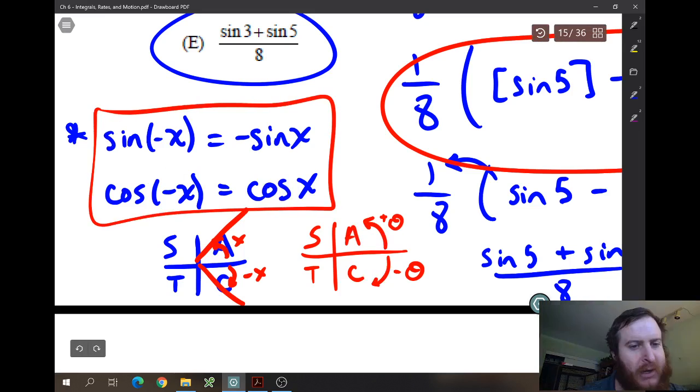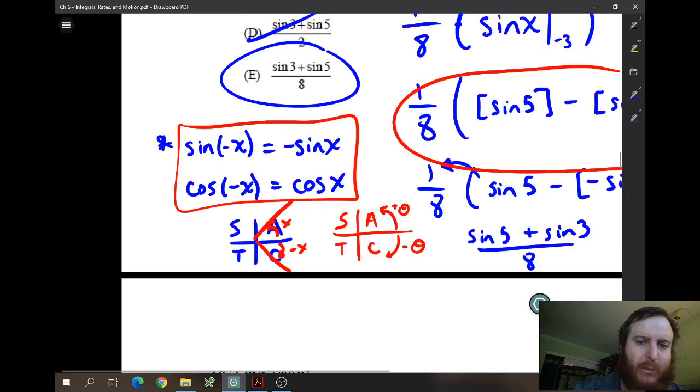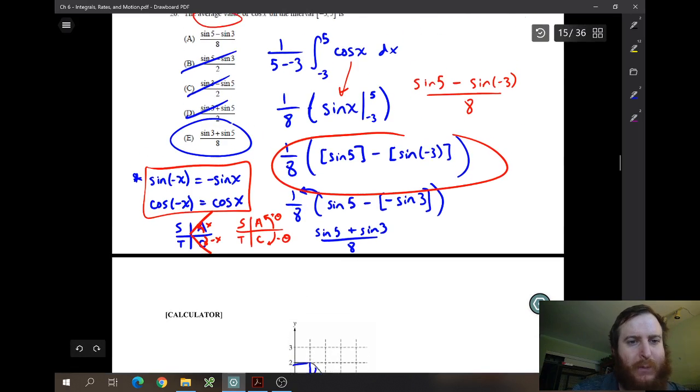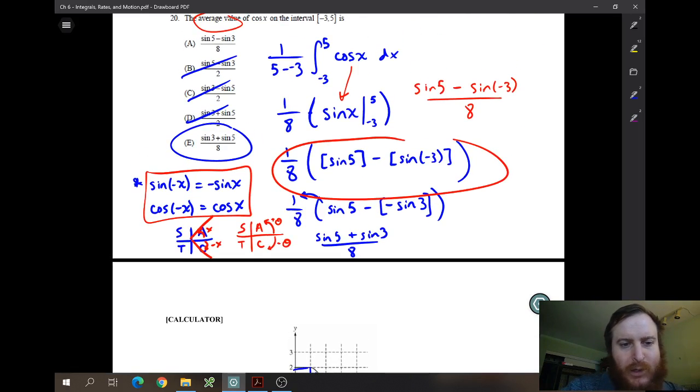Now you don't necessarily need to know why that's true. It's just something you could memorize if you want to, or if not, don't memorize it. It probably won't happen on the AP test. I've seen it every once in a while. But anyways, now that we've learned that, basically what we did is we took that negative sign, pulled it out, and so it became sine of 5 plus sine of 3. So choice E.